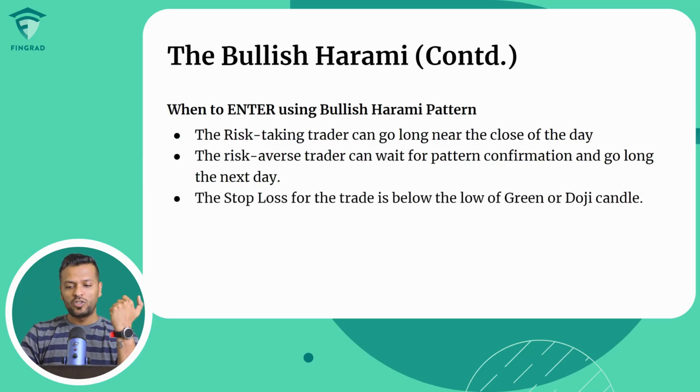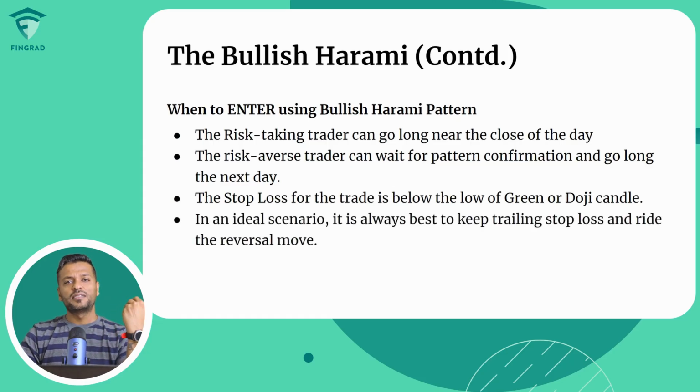Now, where does one put a stop loss? The stop loss in this case is always below the second candle, which is the green candle or a red candle, depending on the bullish Harami or a bearish Harami, and it is below the candles. So the stop loss is predefined if you are taking trades based on this pattern.